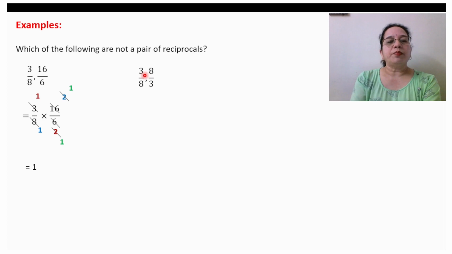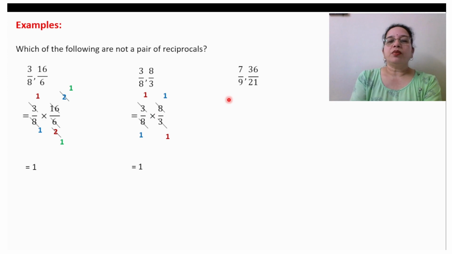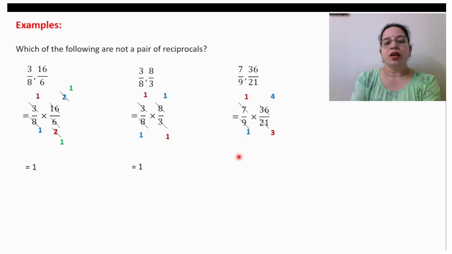Take another example, 3 upon 8 and 8 upon 3. So, here also you can cut this 3, you can cut this 8 and the final answer is 1. Take one more example, 7 upon 9 and 36 upon 21. So just cut the numbers, 9 4s are 36, 7 3s are 21 and the final answer is 4 upon 3.